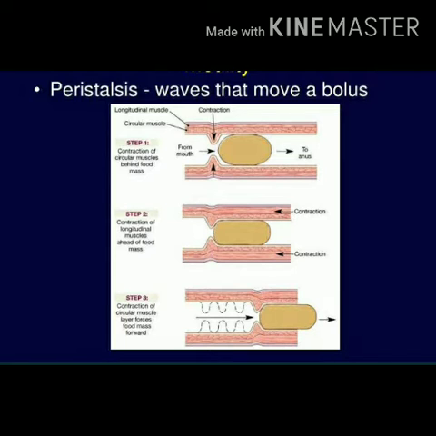In this movement, when muscles contract, the food moves forward. So the main function is to move the bolus into the stomach, and the digestive glands are absent in the esophagus. There is no digestion in the esophagus, only the movement of food from buccal cavity to stomach is there.